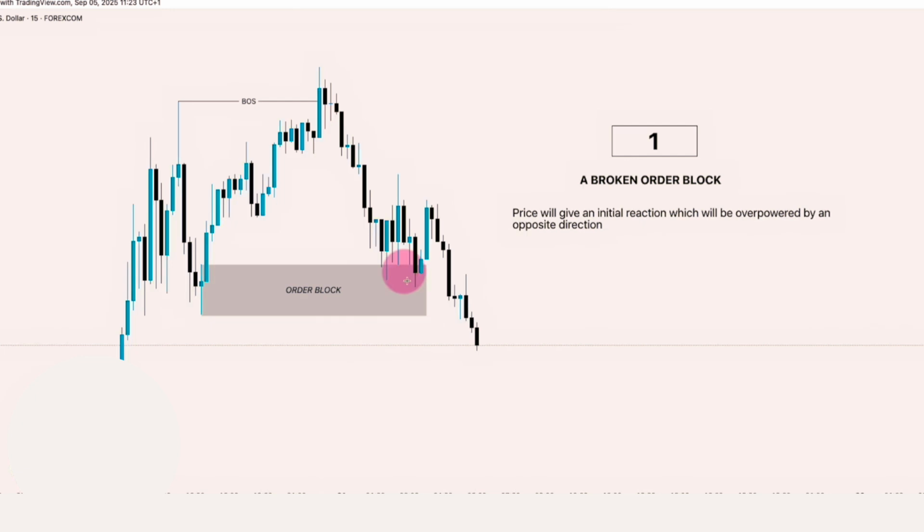The initial reaction. Price must react from that order block to show that it is ready to move in our direction. But then it will just clear us out. That confirms what? A flip zone. And what I want you to note is the structural break.